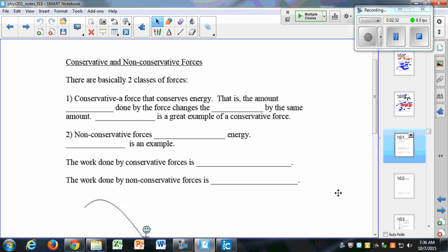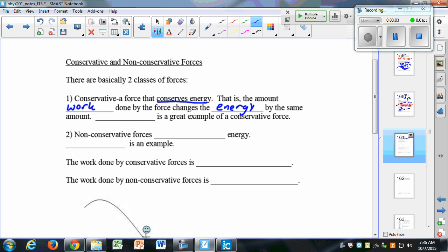All right, so conservative forces, just to recap all that. It's a force that conserves energy. You could see a multiple choice question just asking you one of these three things. What is a conservative or non-conservative force? Conserves or doesn't conserve energy. And in a conservative force, the amount of work done by the force changes the energy by the same amount.